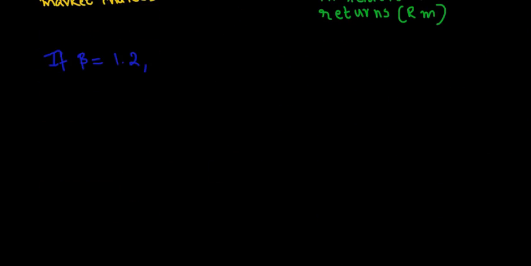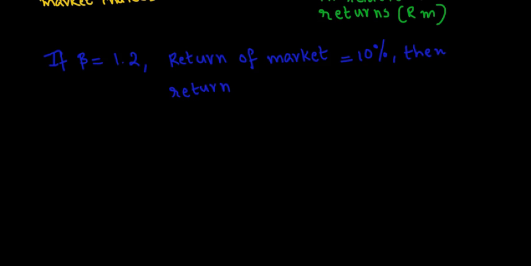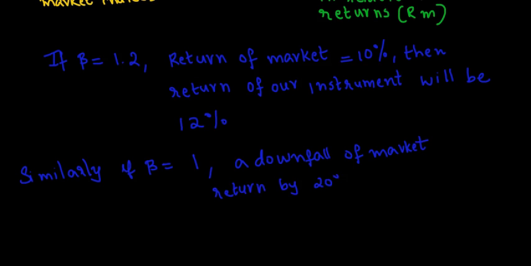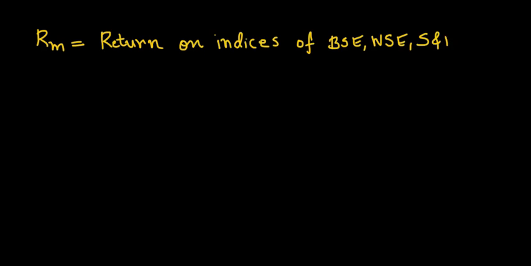Similarly, if the beta of a company is 1.2, an increase of stock market return by 10% would take the increase of company stock by 12% and a downturn of market return by 20% would result in 24% downfall of company return. Market return can be based on the return of BSE, NSE, S&P 500, etc.